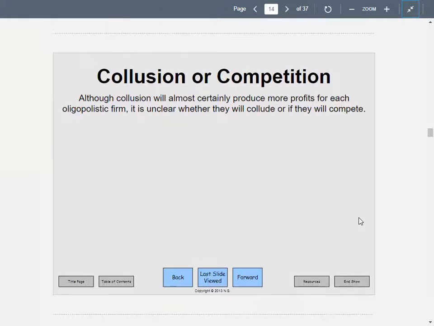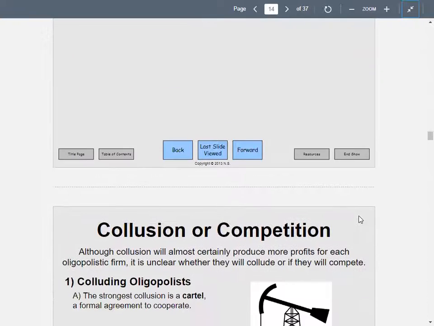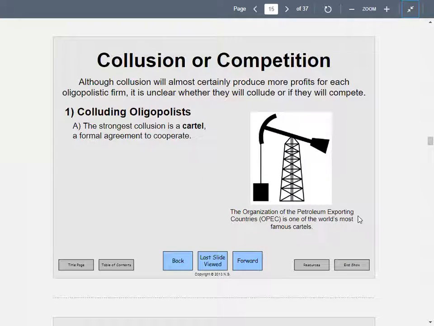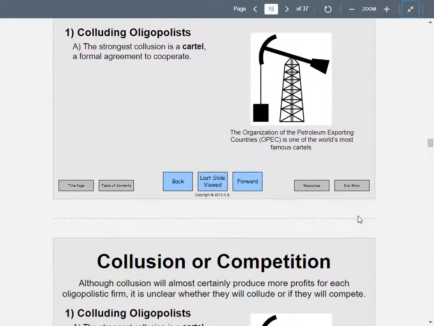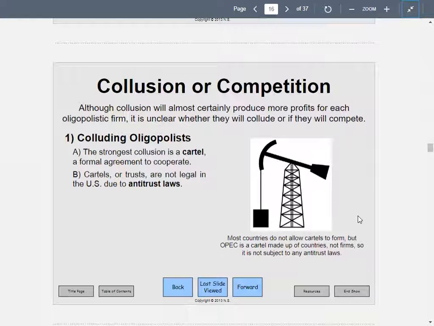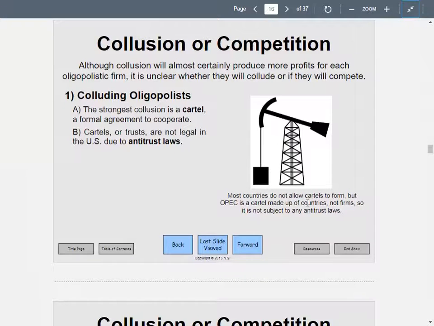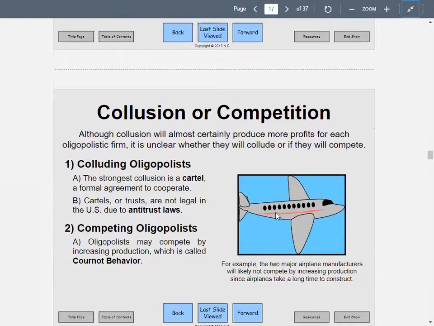Although collusion will almost certainly produce more profits for each oligopolistic firm, it is unclear whether they will collude or if they will compete. Colluding oligopolists: the strongest collusion is a cartel, which is a formal agreement to cooperate, not a drug cartel. Cartels or trusts are not legal in the United States due to antitrust laws. Most countries don't allow cartels to form, but OPEC, which is the oil industry, is a cartel made up of countries, not firms, so it's not subject to any antitrust laws.